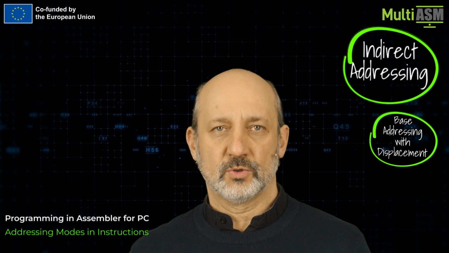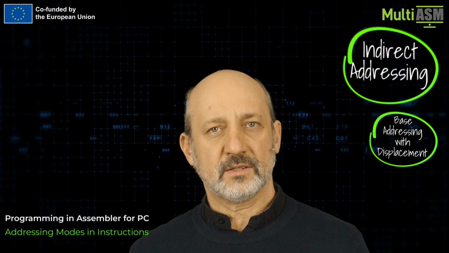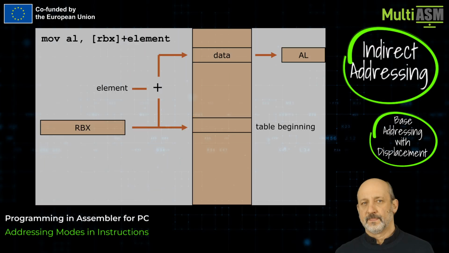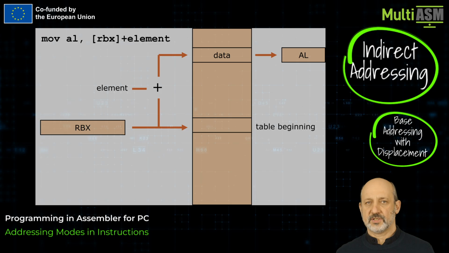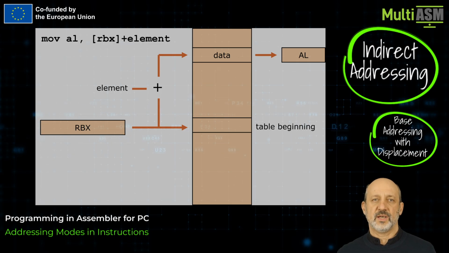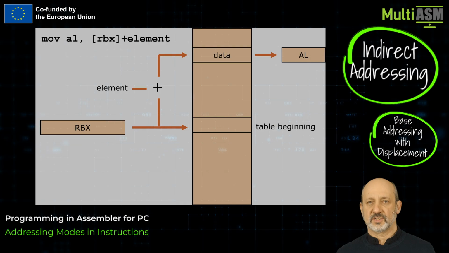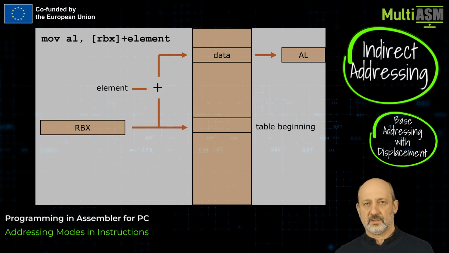Base addressing mode with displacement uses the base register and an additional constant. The final effective address is a sum of the content of the base register and this constant. It can be interpreted as the base register holds the address of the data table, and the constant is an offset of the byte in the table.